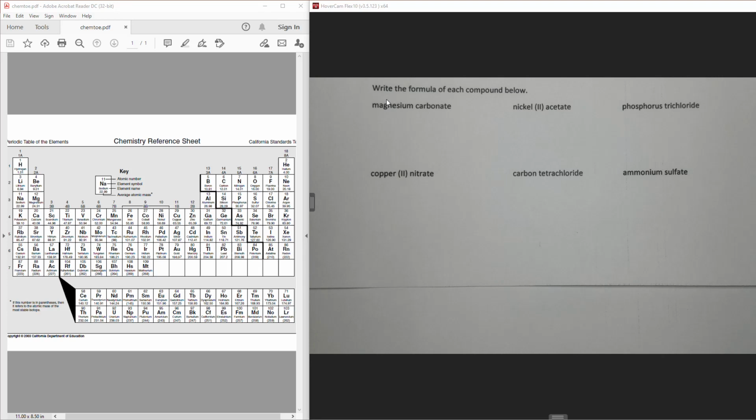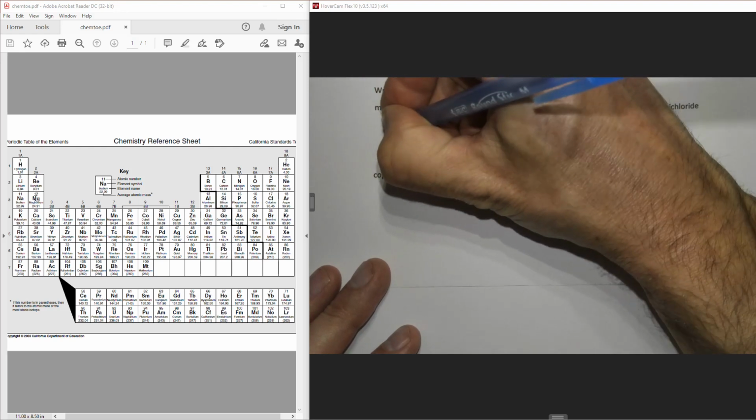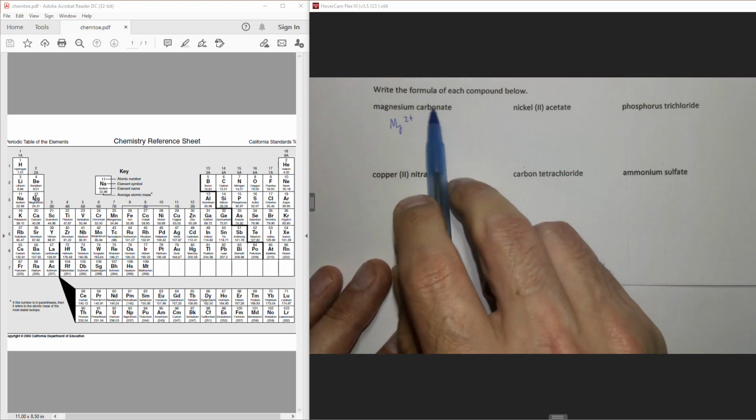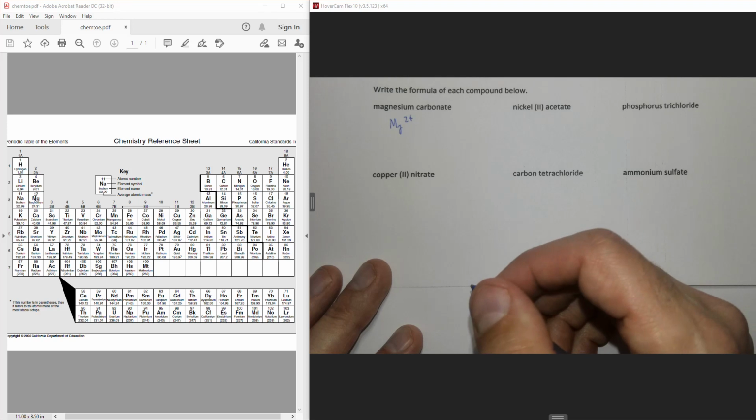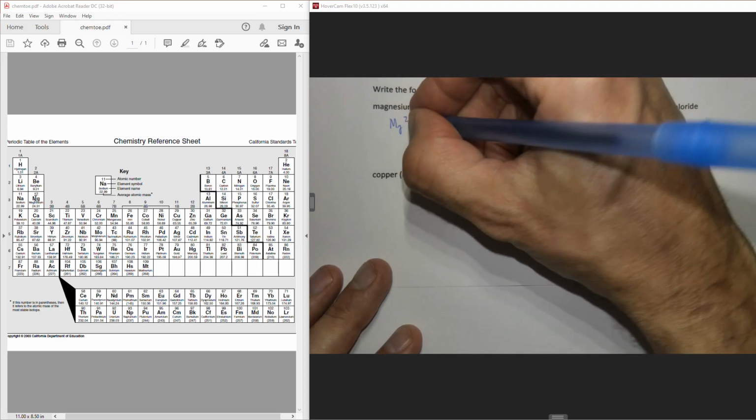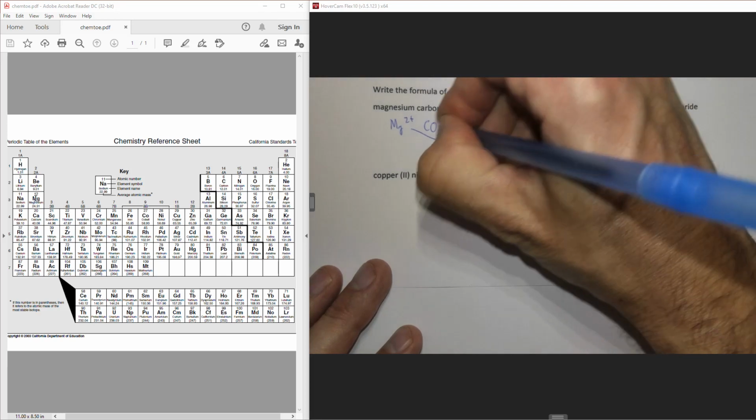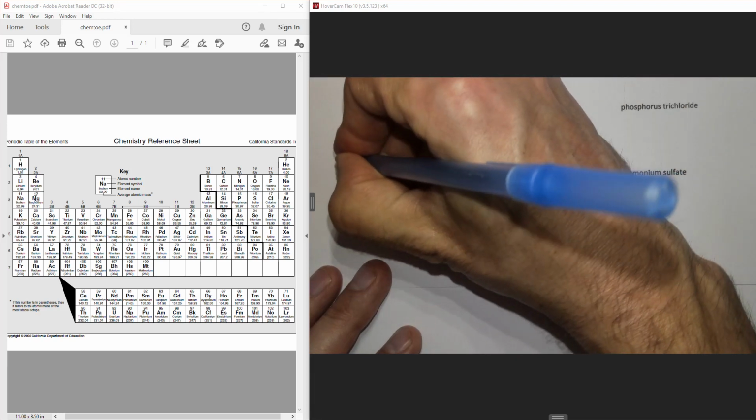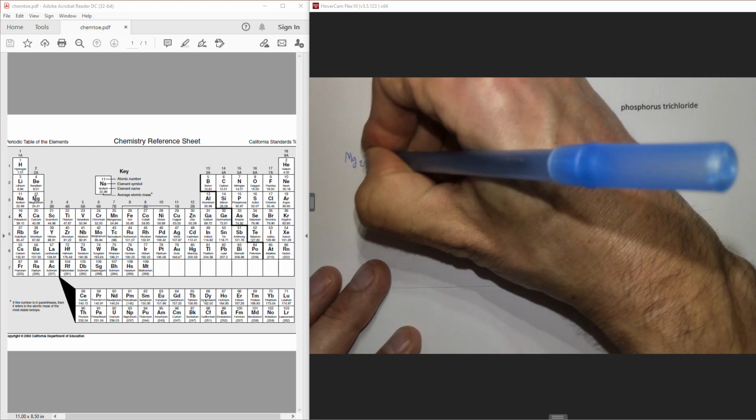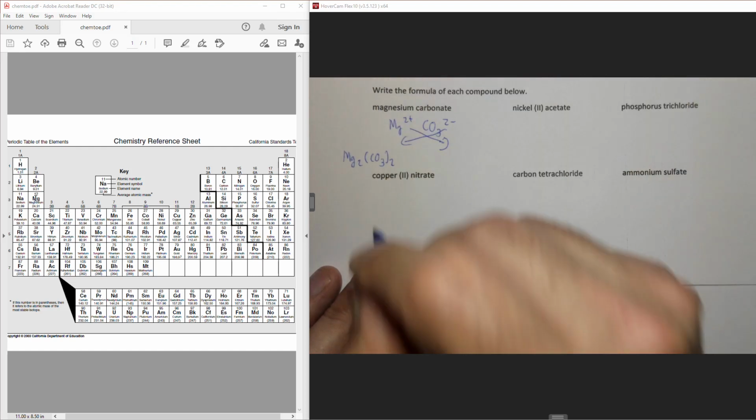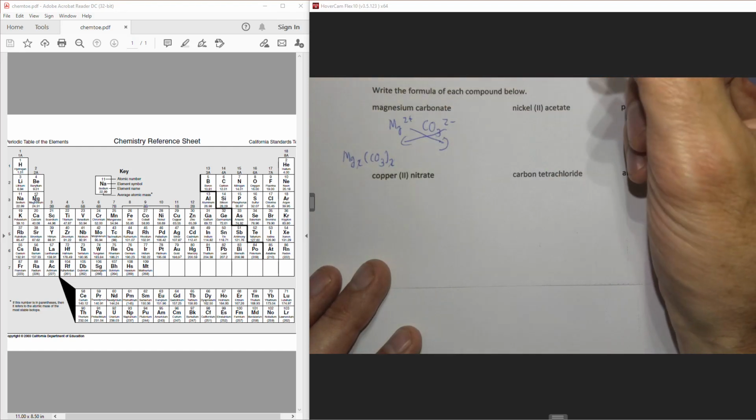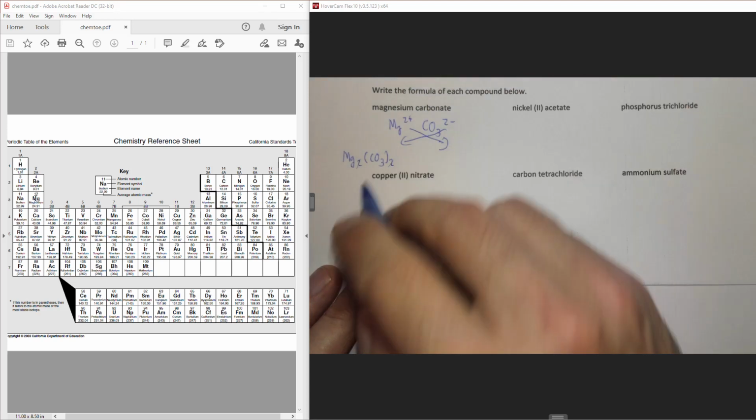So let's look here at magnesium carbonate. Magnesium is right here, so we have Mg2+. Carbonate is one of the polyatomic ions from a couple of questions previously, and it is CO3 2-. We cross them, and we might think that it's Mg2CO3 2. However, if both of these have a common denominator, we have to multiply or divide through.